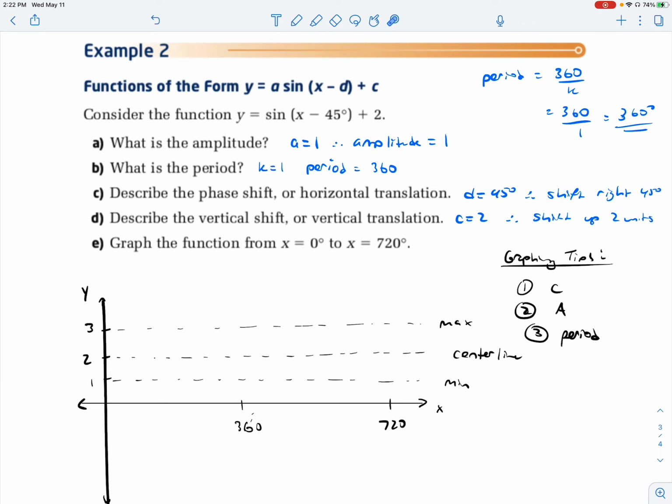Okay, so once I get the period drawn down here, so there's the first cycle, there's a second, I chop those up into 4 pieces. So I cut this in half at 180, and I cut this one in half at 540. So each cycle is split in half now. I chop it in half one more time. So 90 and 270. That one would be 450, and this one would be 630.